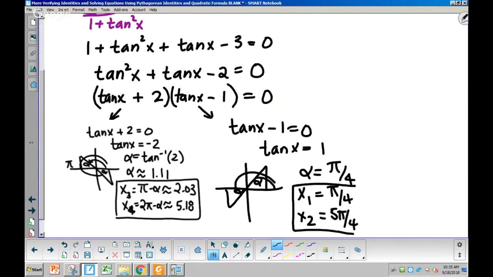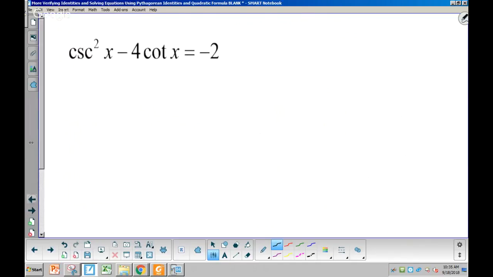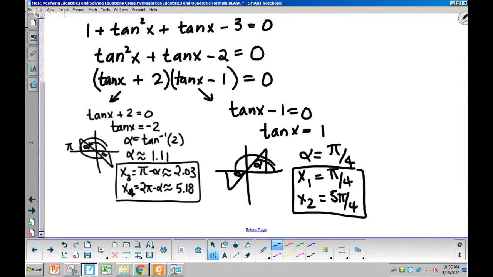There you go. If it is a standard value that we know, I want the exact solutions. Okay, so no calculator here. If this was tangent x equals root 3, alpha would be pi over 3. If it was tangent x equals root 3 over 3, alpha would be pi over 6. All right? I know, I'm hurrying here. Everybody, do you need to see it for a minute?